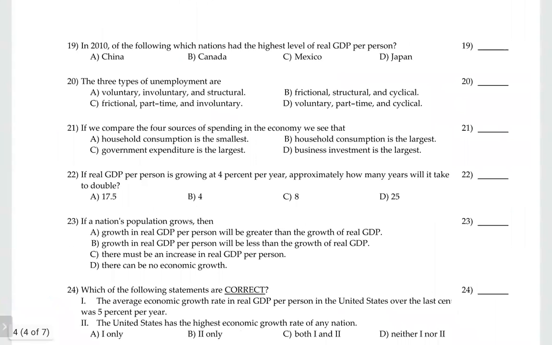Right. So now we go to 19. In 2010, of the following, which nation has the highest level of real GDP per person? Right. So that's just some basic knowledge regarding economic growth. And the answer should be B. The 3 types of unemployment. So that's clearly B.